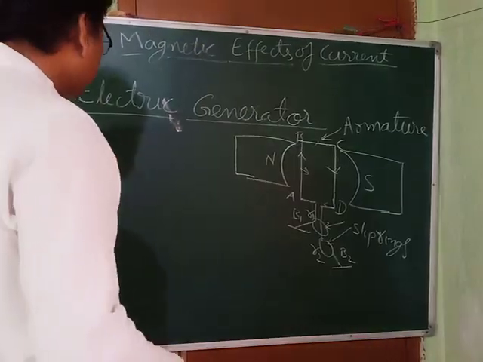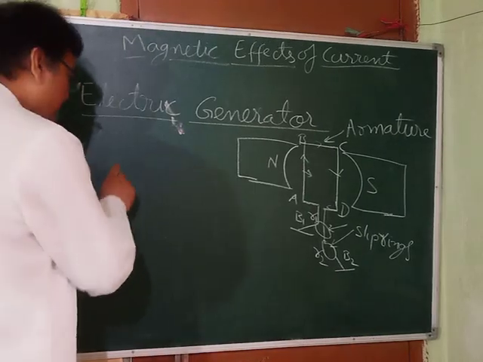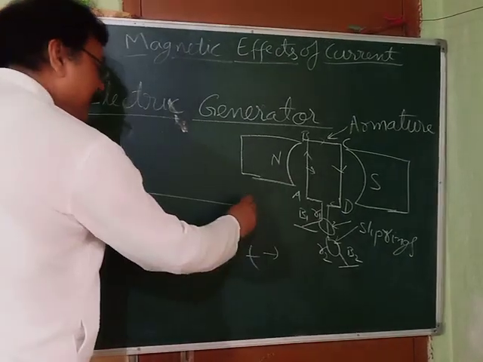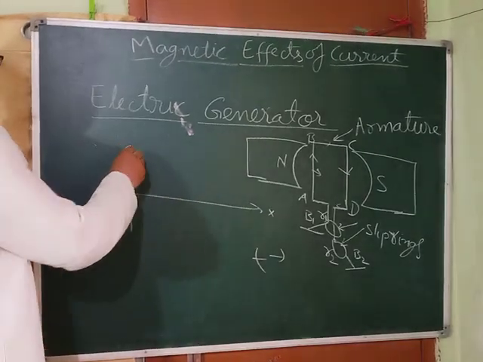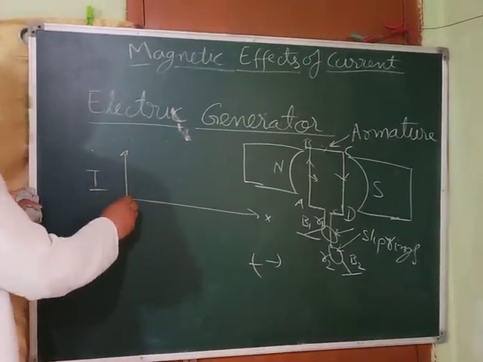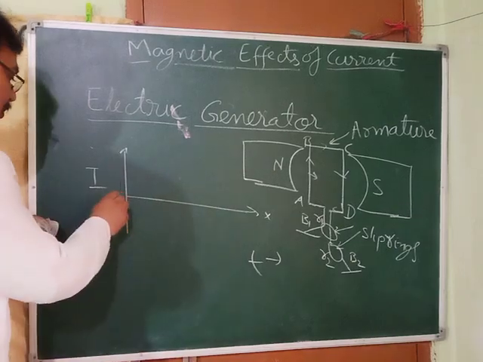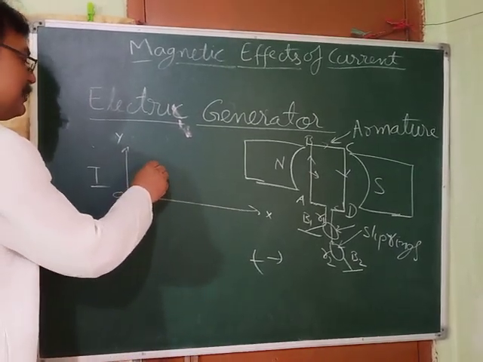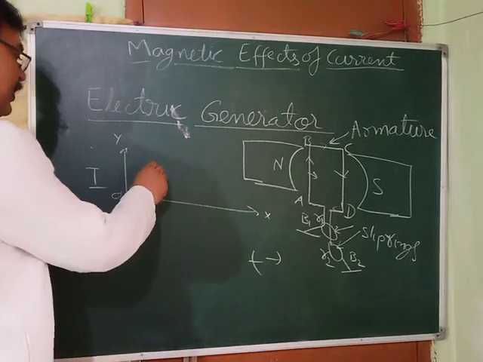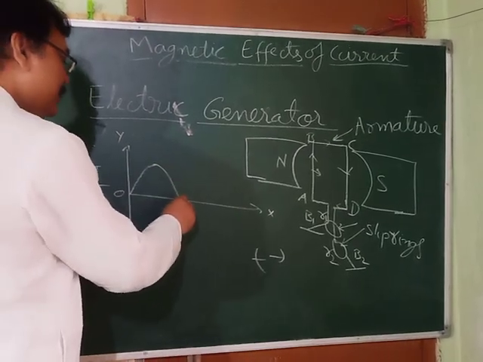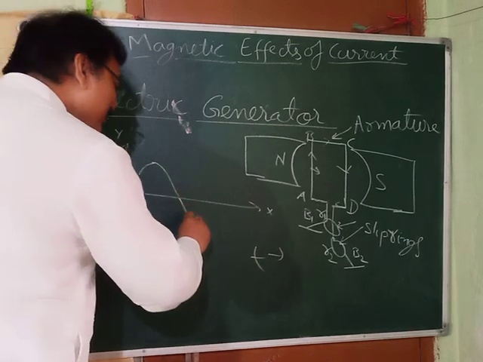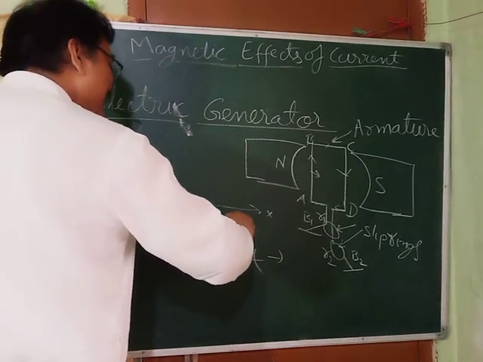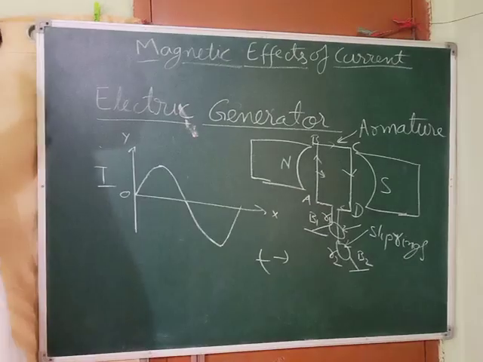So what we find actually, see, the current which is produced, here we have taken time along x-axis, okay? Along y-axis we have taken the current. This current doesn't remain constant. This is origin, this is y-axis. What you will find, current increases, becomes maximum. And then current decreases, becomes zero. And then direction of the current is reversed and increases, becomes maximum. And then current decreases, becomes zero.